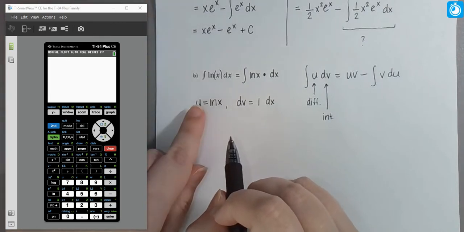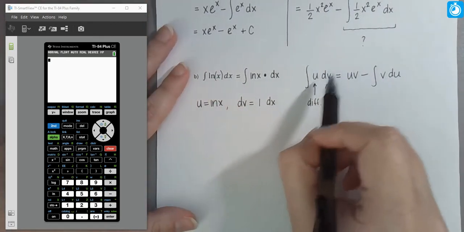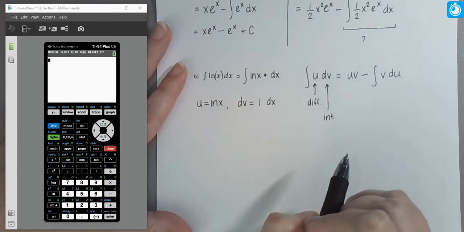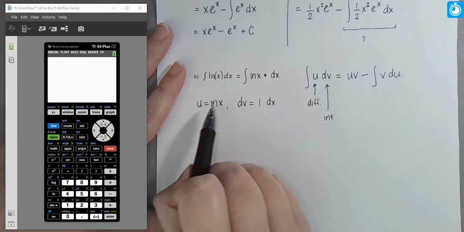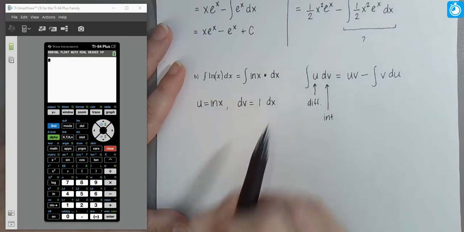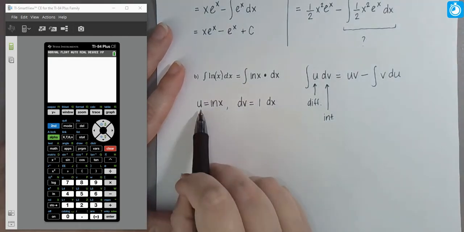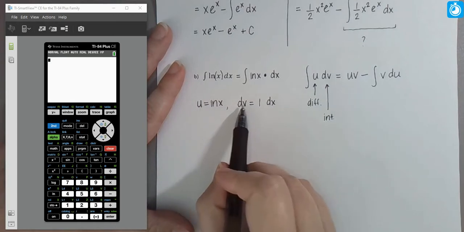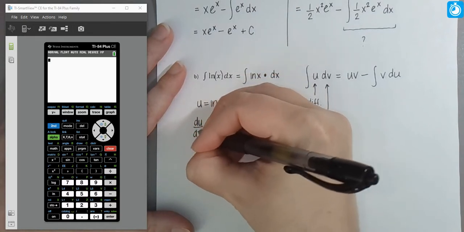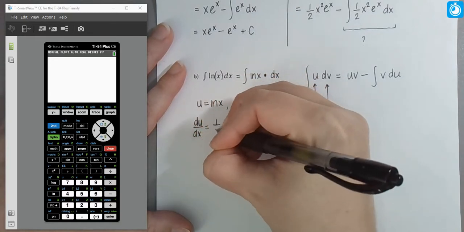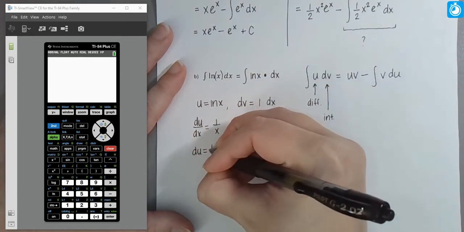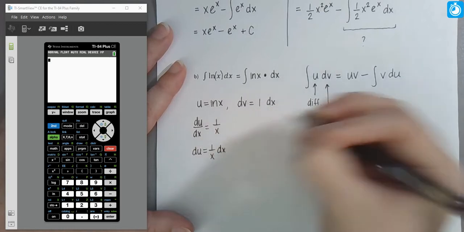Because again, what do we need? Well, we have u, we have dv, so we have everything we need right here. We have our u, but we need v and we need du. Well, we get the du from differentiating our u, and we get the v from integrating our dv. So let's do that. So we need to differentiate our u, we need to integrate our dv. So if u is equal to the natural log of x, then du/dx is equal to 1 over x, and du, what we're really interested in, is equal to 1 over x times dx.